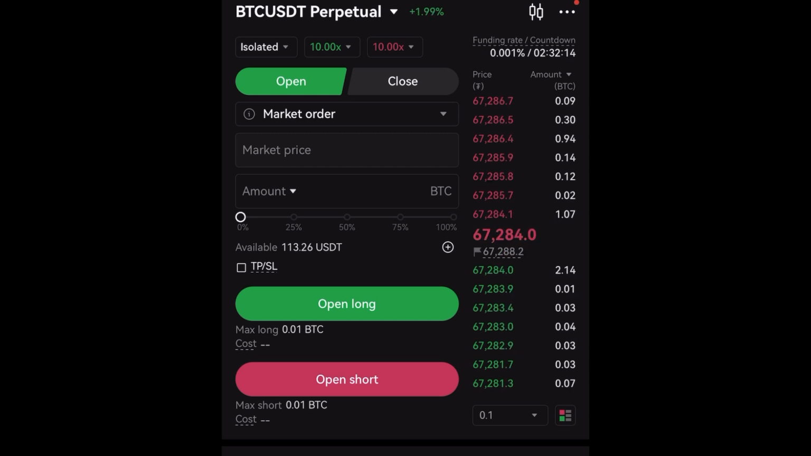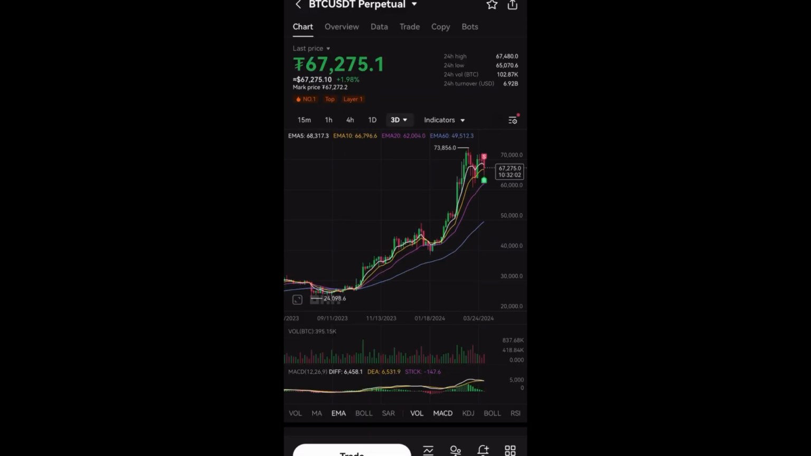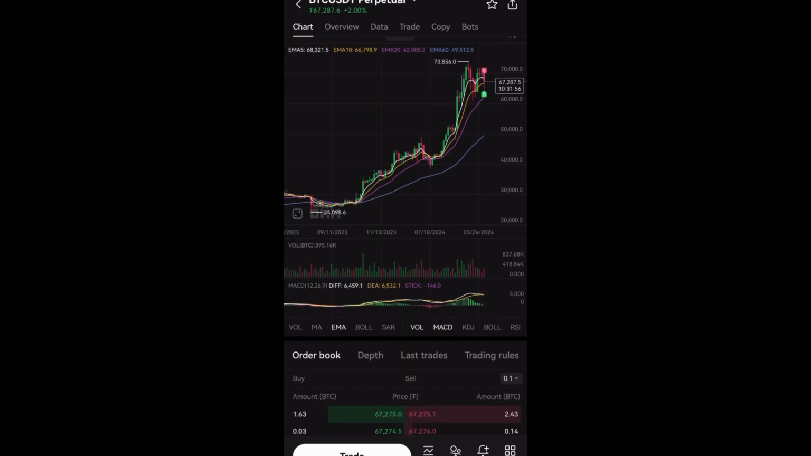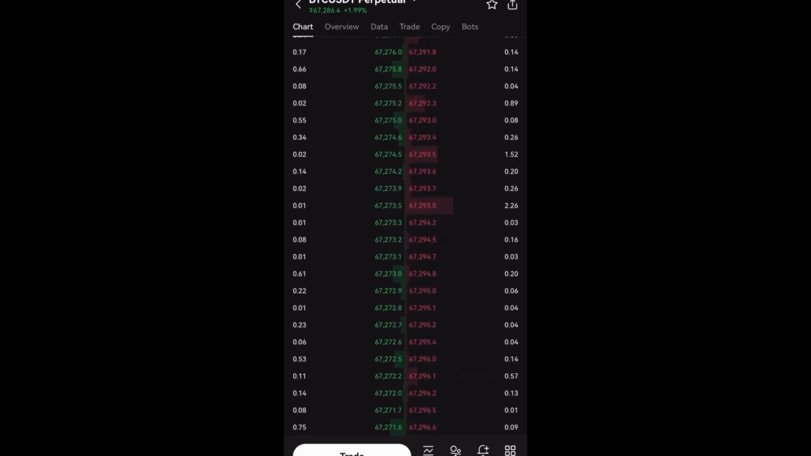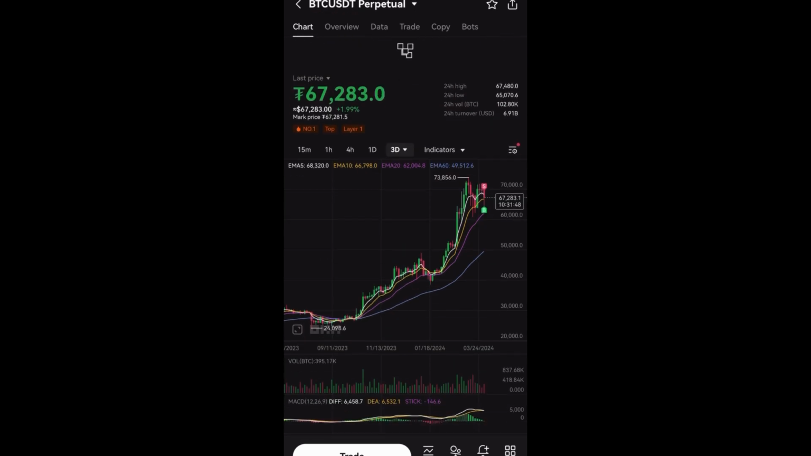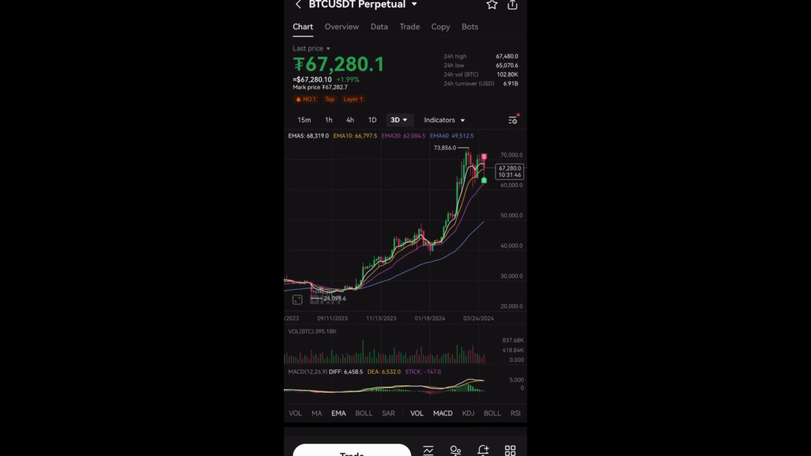Also, you can analyze the market by clicking on this box where the arrow is showing. Once you click on it, it's going to take you to the analysis page where you can look at the chart, use different price action strategies, indicators, and any other thing you use to analyze your chart. You can see the order book, you can see the last trade, trading rules, and every other detail right here. So that is how to trade futures on OKX.